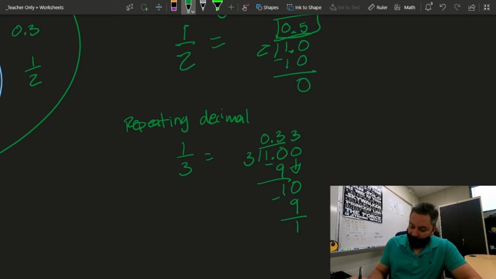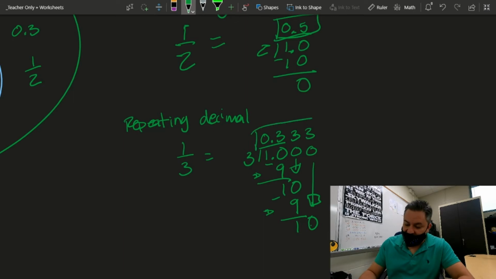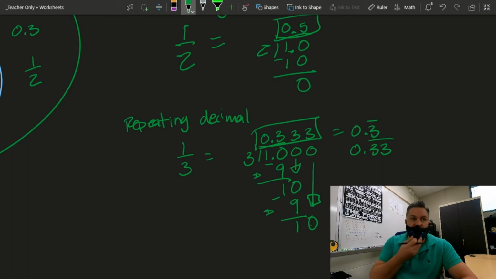So if you notice, it keeps repeating. You add another 0, bring it down, you get 10, and again 3. It's going to be a never-ending story. So that division is a repeating decimal. This is an example of a repeating decimal, and you might see it written with a little line on top, or as 0.33 because we like to round to hundredths.